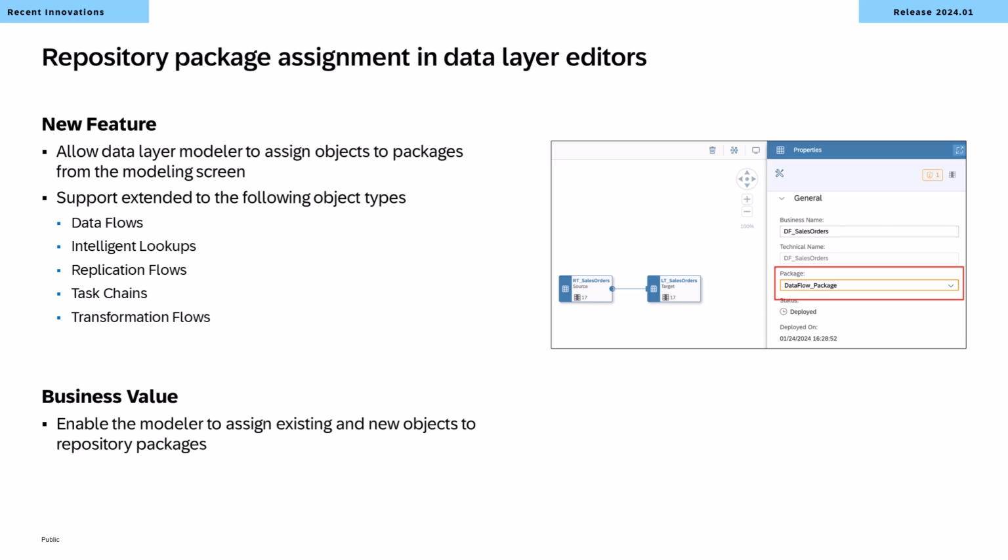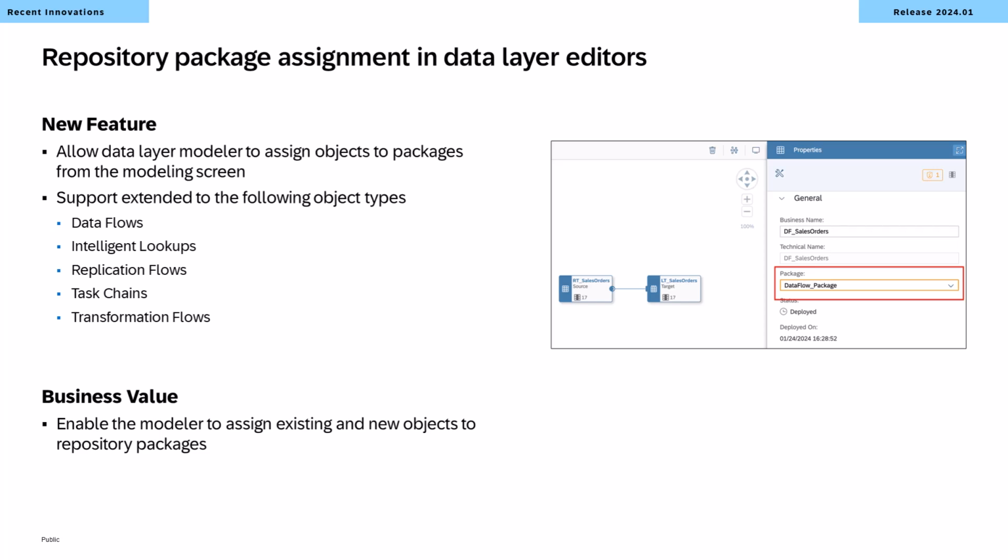Additionally, the action of assigning an object to a package is non-reversible for the modeler, which means that if a modeler assigns an object to a repository package, they will not be able to change the assignment through the modeling screen. This change needs to happen through the package management screen, which is only accessible to an administrator.